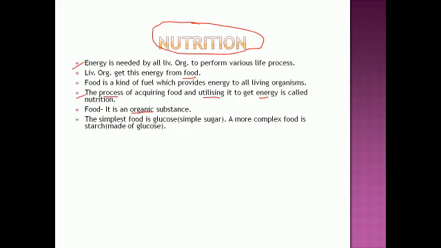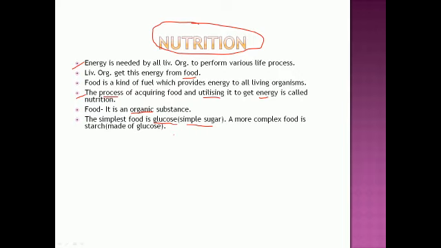Now the simplest type of food is basically called glucose. Now don't forget this name, glucose. Now what is glucose? Glucose is a simple sugar. Don't get confused by this, I will explain to you what glucose is.